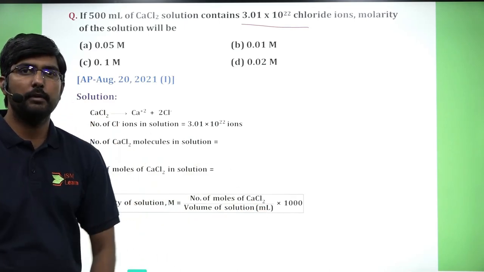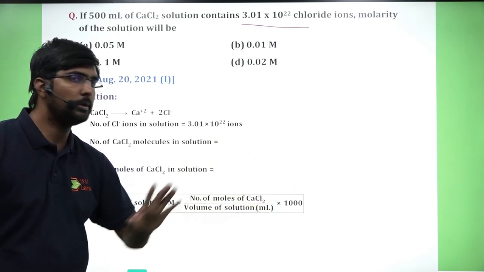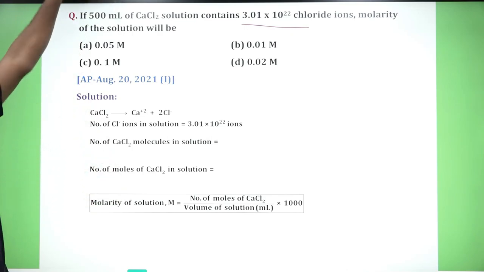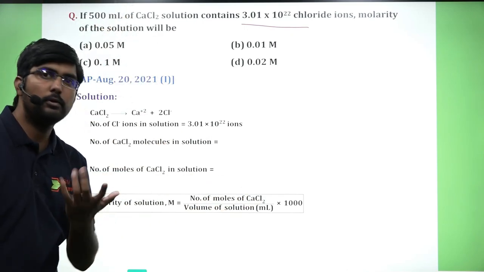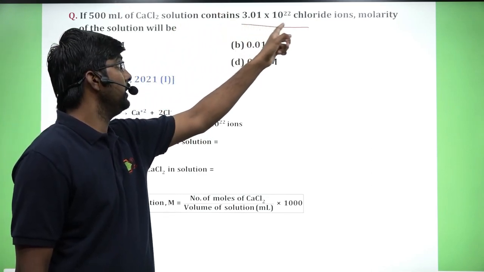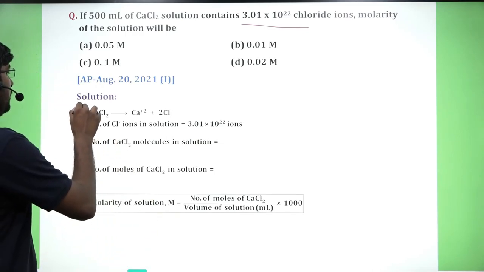If volume is given in milliliters, then we take the volume of the solution in milliliters divided by 1000. We know this formula very well, a very simple formula. But here we don't know the number of moles of calcium chloride. They have only given the number of chloride ions. Let us see here.